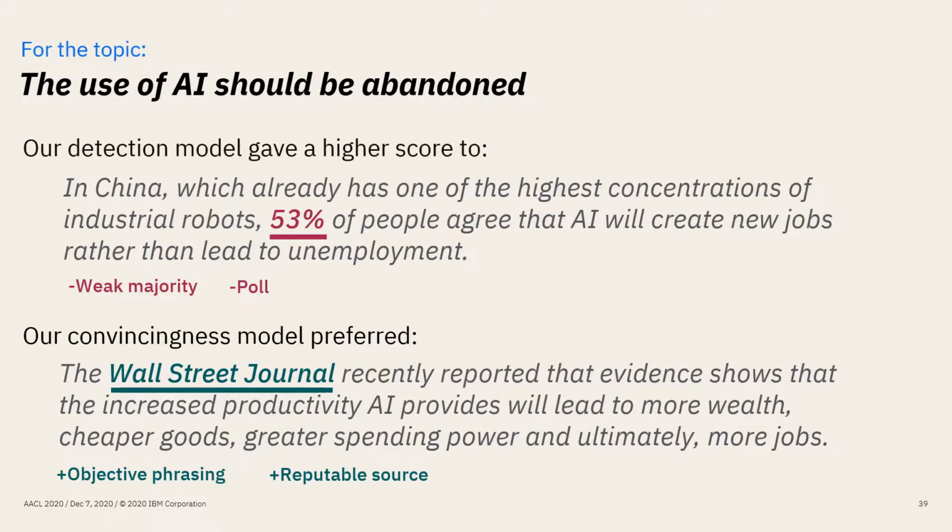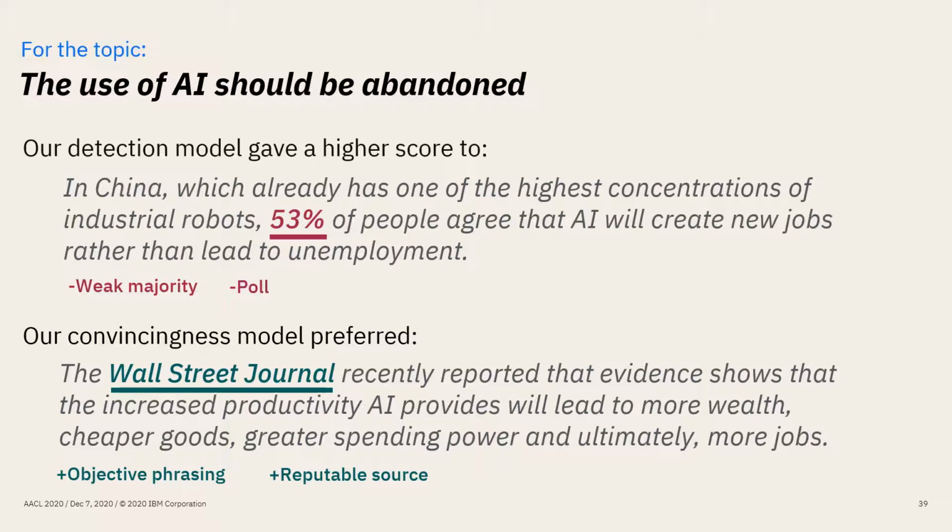Let's look at the following example. The topic here is "the use of AI should be abandoned," and we have a pair of evidence. The first one is about a poll in China where 53% of the people agreed that AI will create new jobs. The second one says that the Wall Street Journal reported that evidence shows that AI will lead to more wealth, cheaper goods, greater spending power, and more jobs.